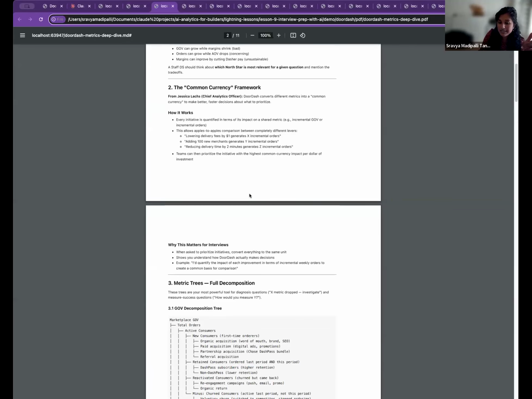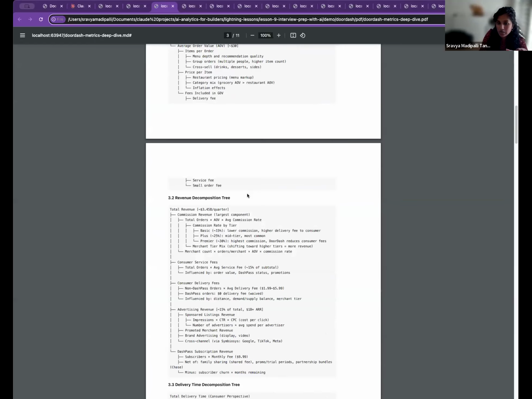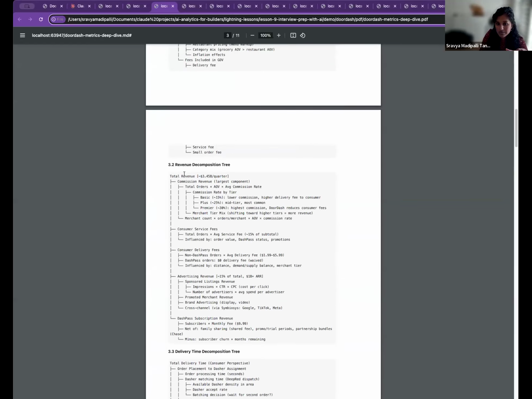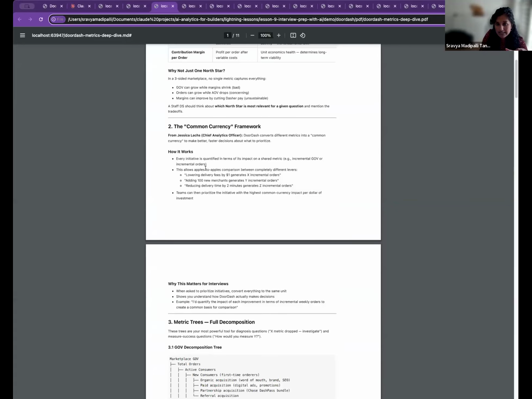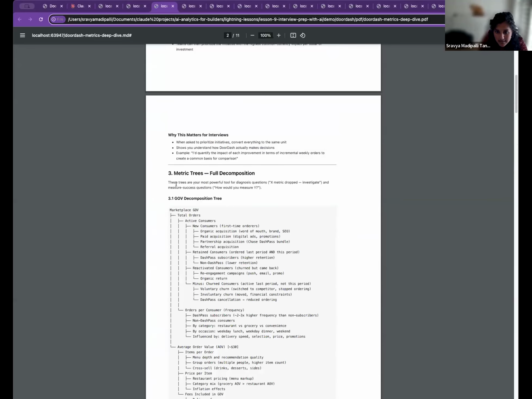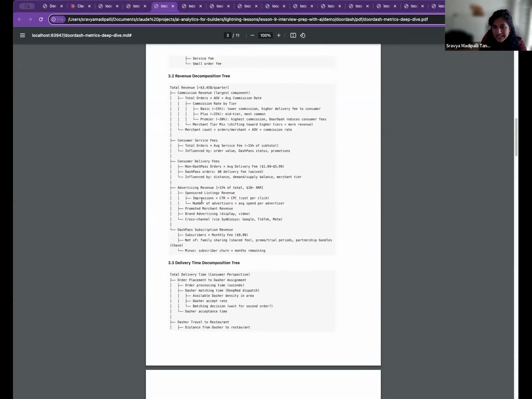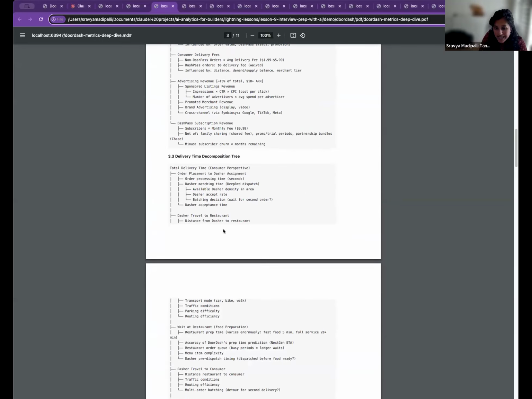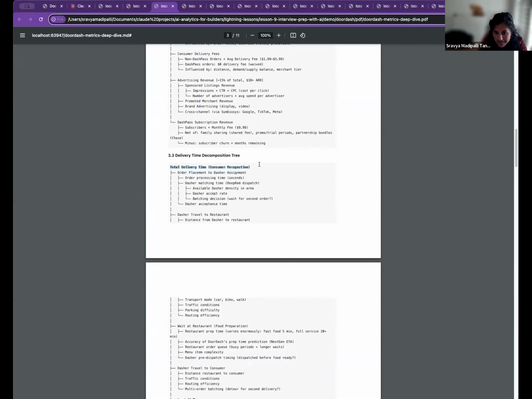So this is the brief representation that we saw in Claude Code. Look at this, the total revenue piece. It created metric trees with full decomposition for every important area: revenue decomposition, delivery time. Look at this, total delivery time, order placement to Dasher assignment, order processing time, Dasher matching time, available Dasher density in the area, Dasher accept rate, batching decision. Wow.